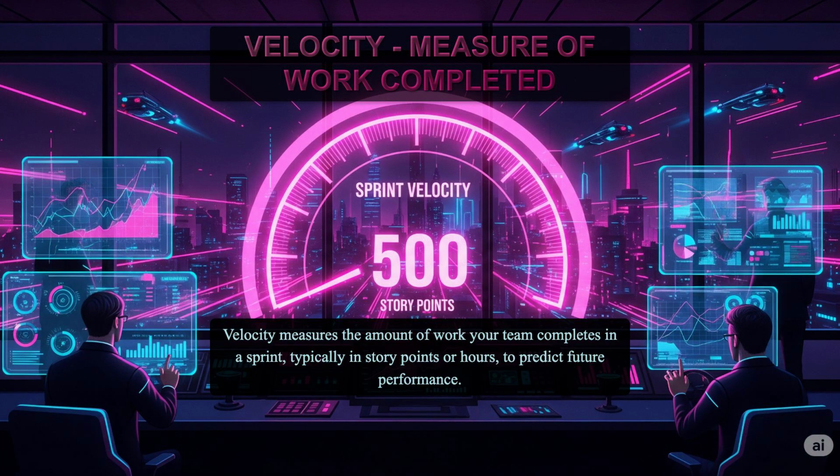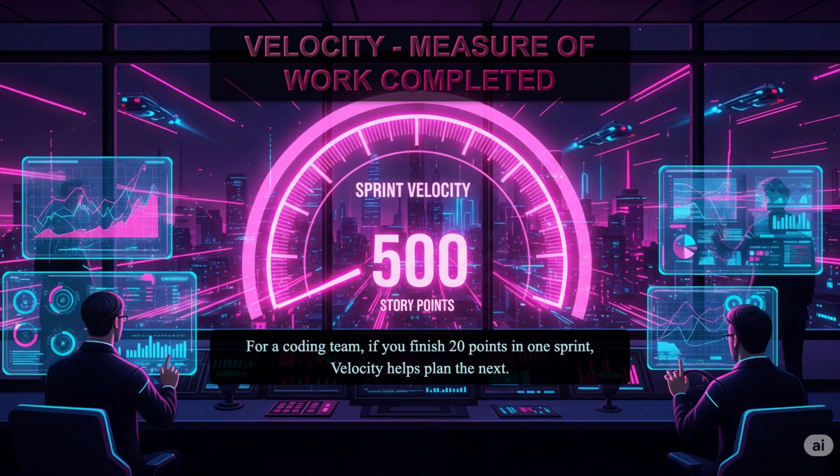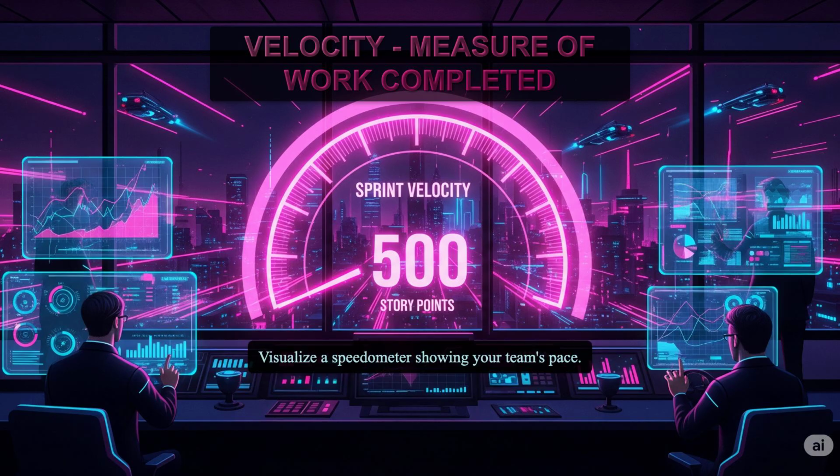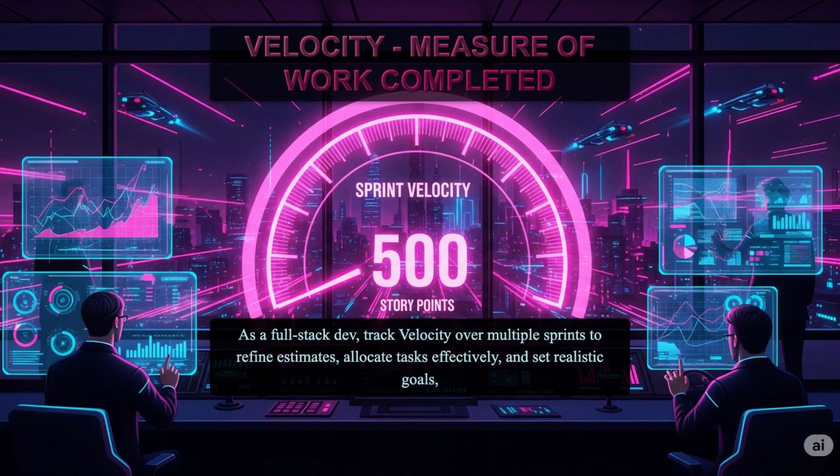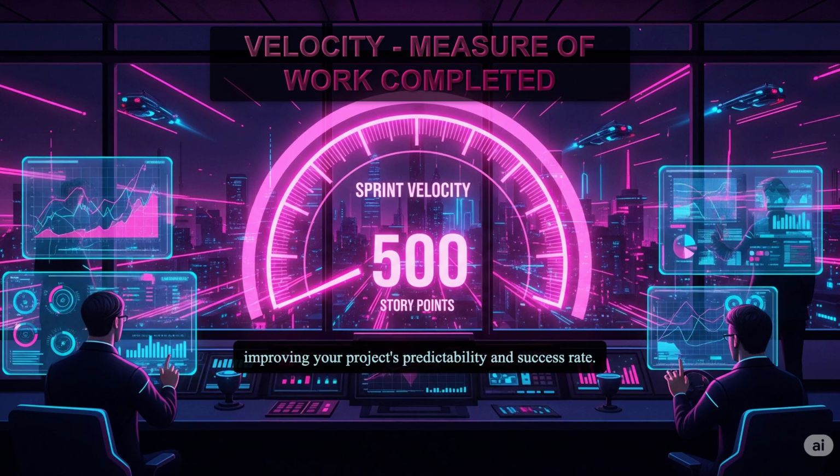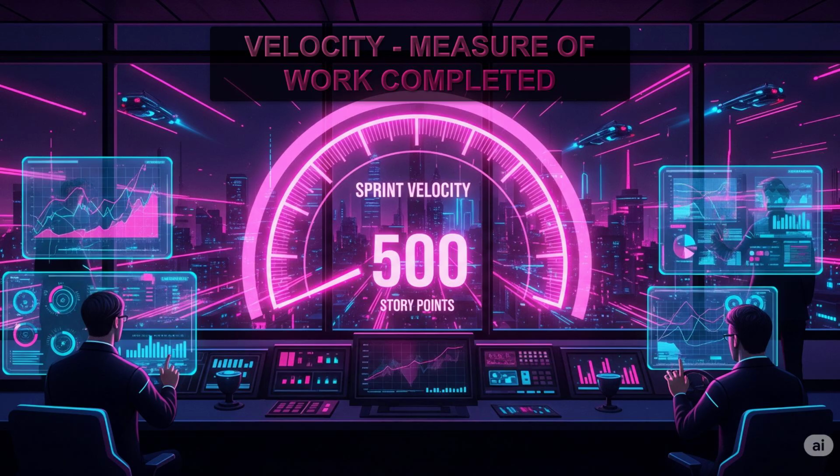Velocity measures the amount of work your team completes in a sprint, typically in story points or hours, to predict future performance. For a coding team, if you finish 20 points in one sprint, velocity helps plan the next. Visualize a speedometer showing your team's pace. As a full-stack dev, track velocity over multiple sprints to refine estimates, allocate tasks effectively, and set realistic goals, improving your project's predictability and success rate.